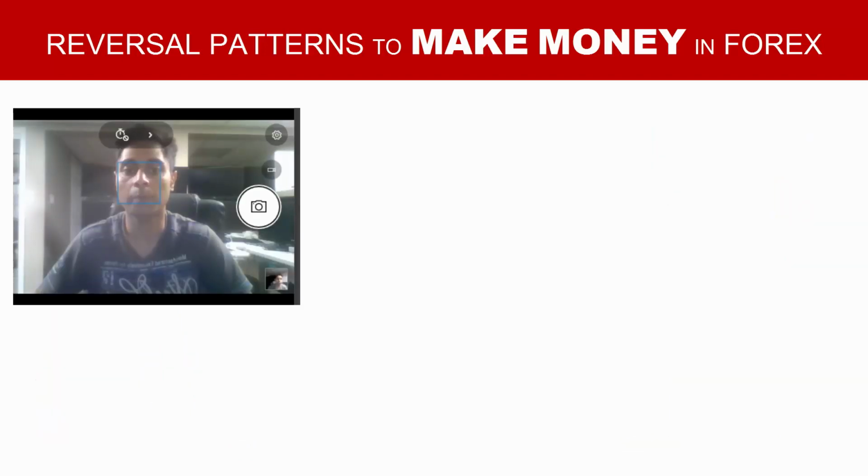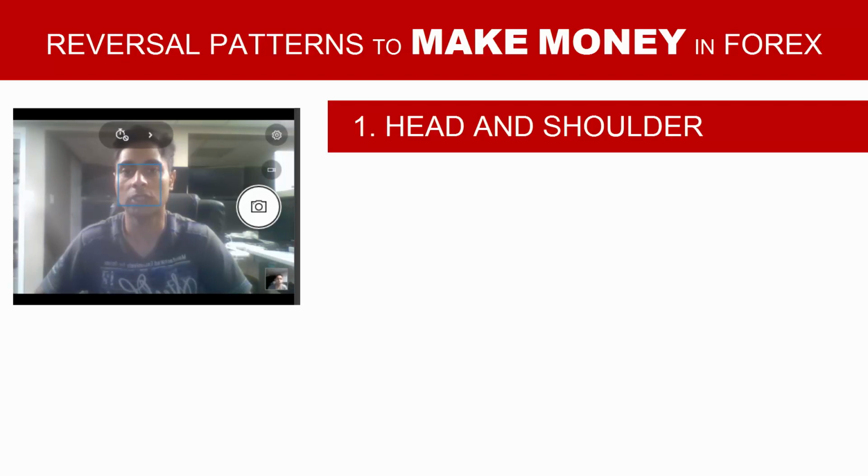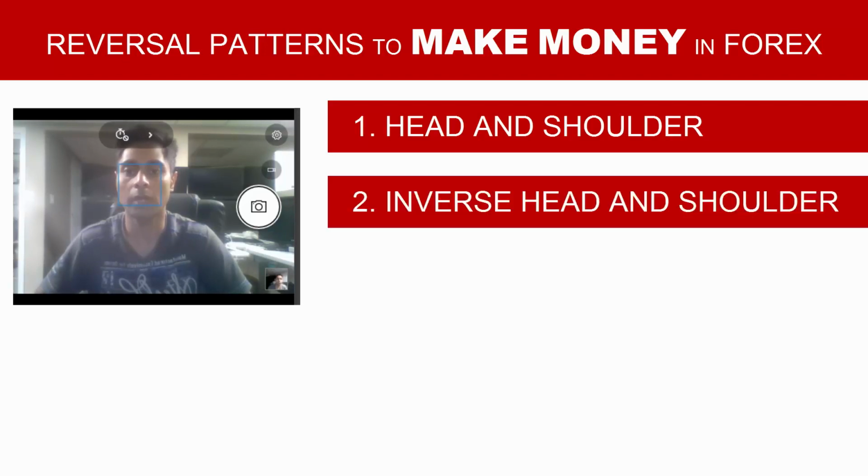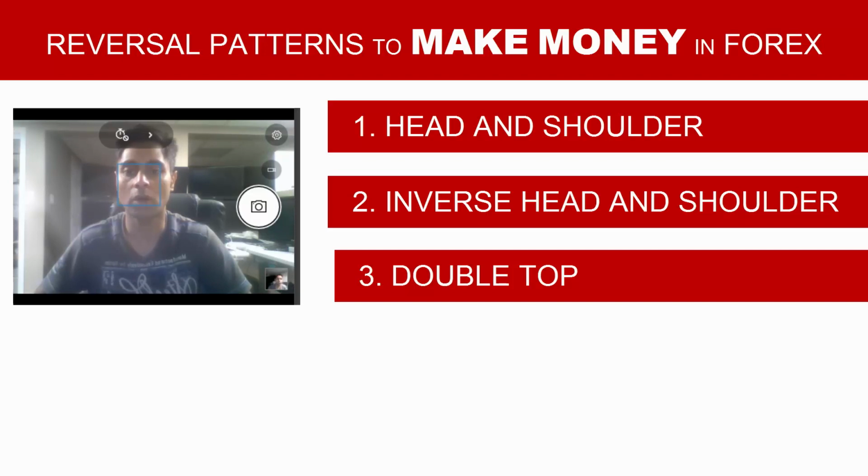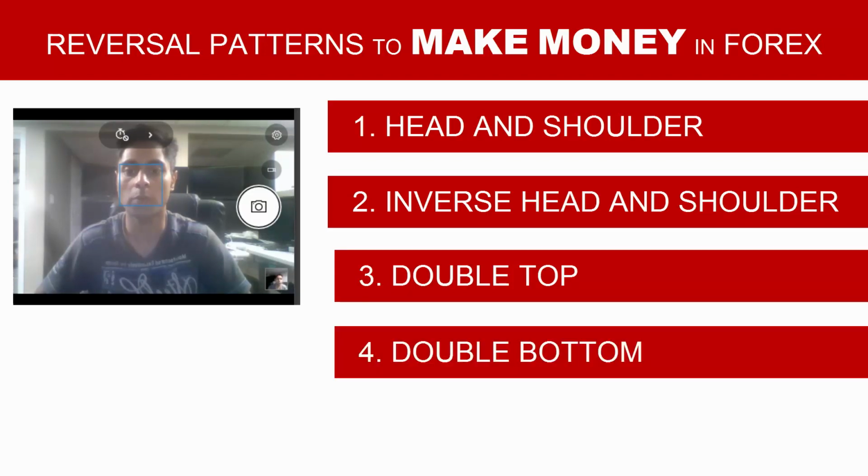Now, here are my 5 favorite high probability reversal patterns. Number 1, head and shoulder. Number 2, inverse head and shoulder. Number 3, double top. Number 4, double bottom.